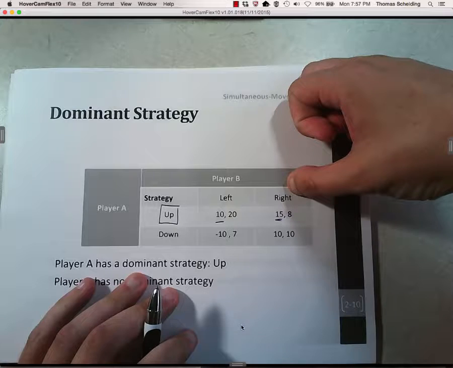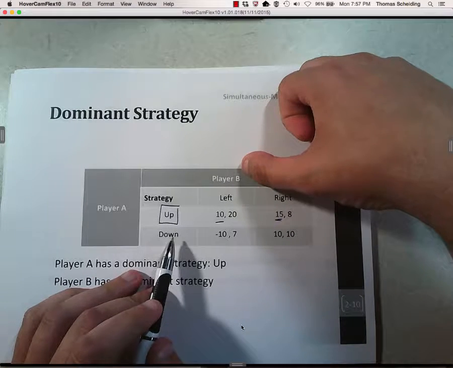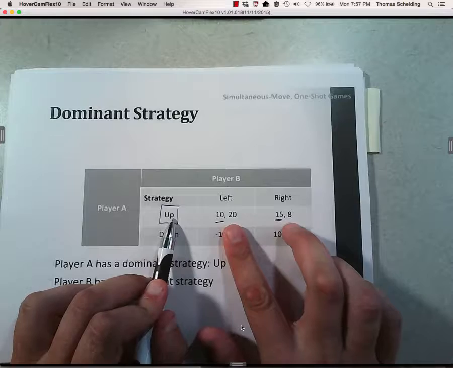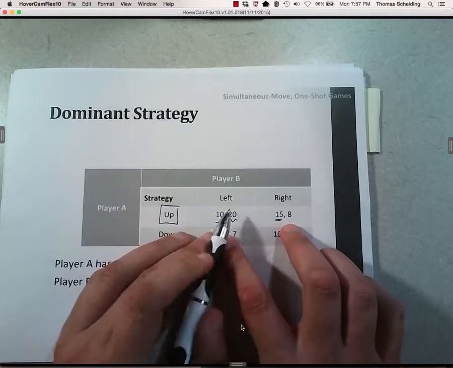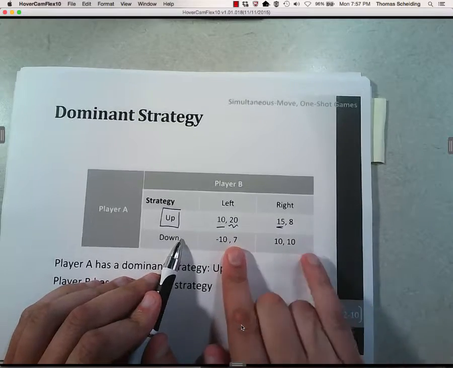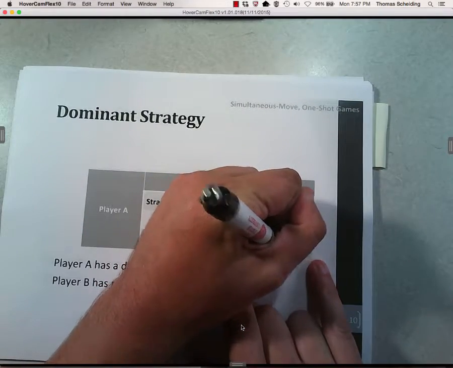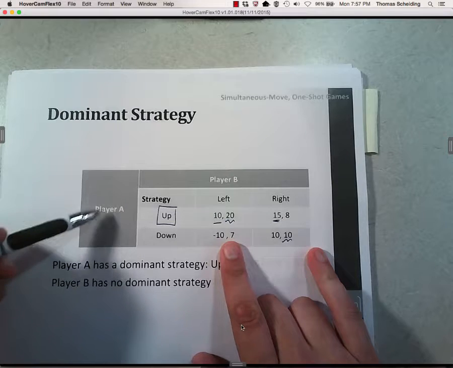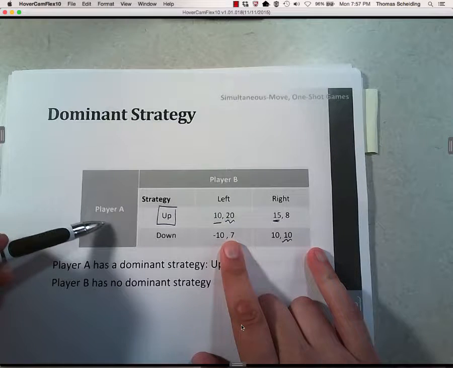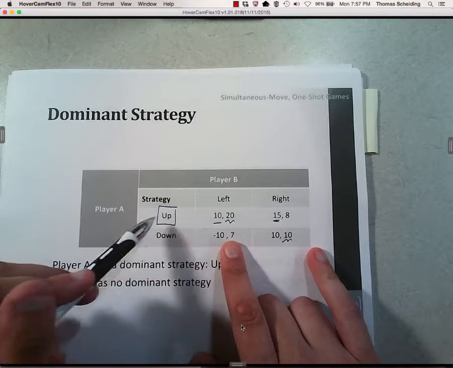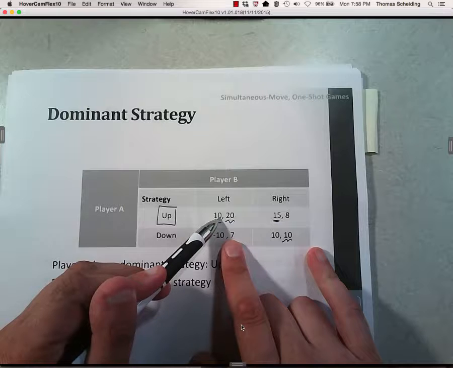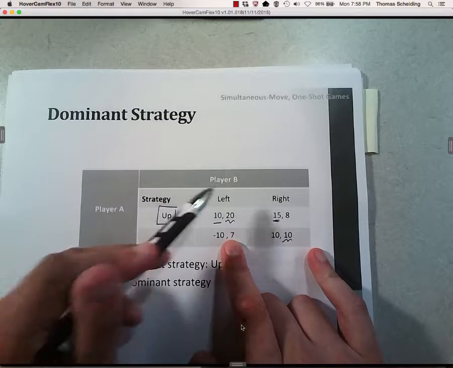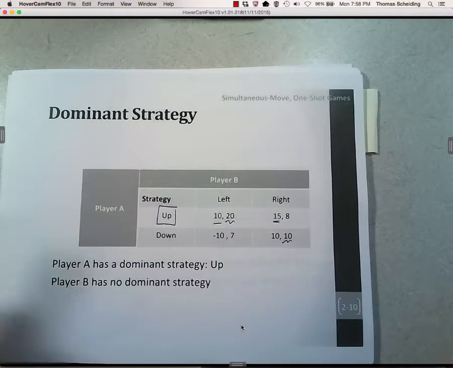That's the dominant strategy. Now let's look at it from player B's perspective. Let's find their dominant strategy. If player A chooses up, will player B want 20 or 8? They'll want 20. If player A chooses down, will they want 7 or 10? They would want 10. Player B doesn't have a dominant strategy because there is nothing that they will choose to do regardless of what player A does. But player A does have a dominant strategy because there is something that they will always do. They will always choose up regardless of what player B does. So player A can be known as the up guy because that's what they do. They always choose up. Player B, we don't know what they're going to decide because they're always going to have a different strategy here.